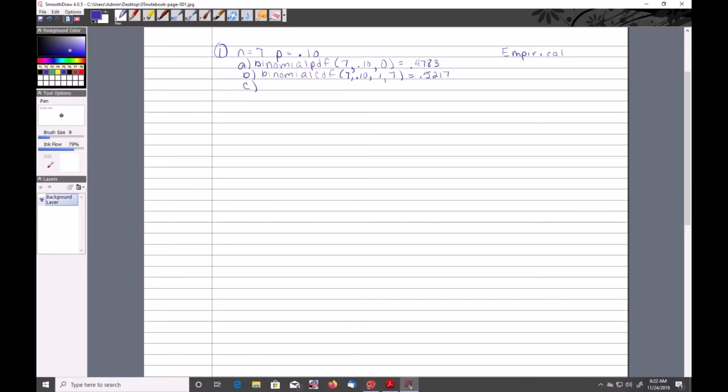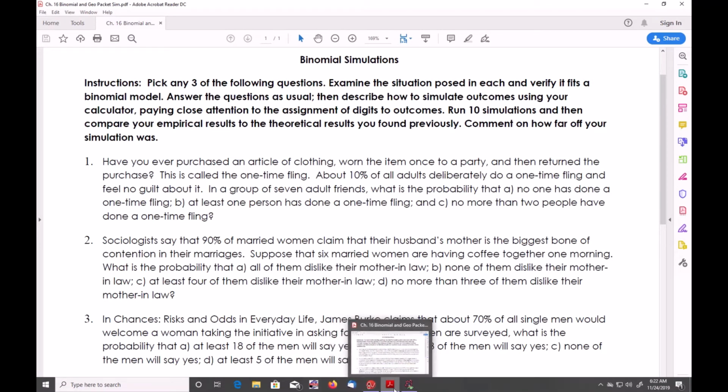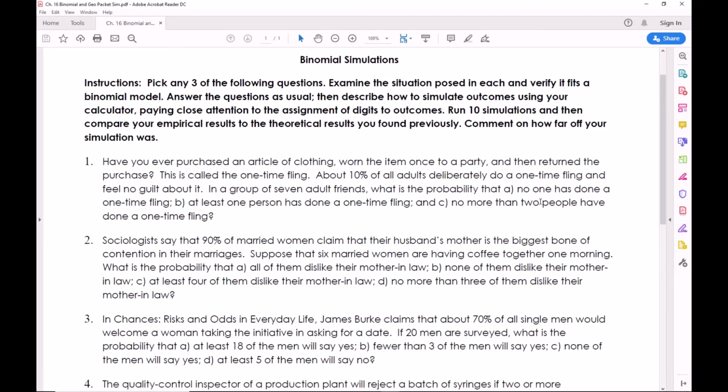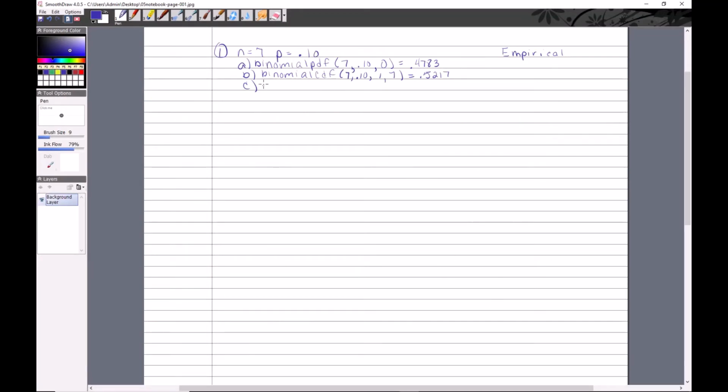And then let's look at the last one here. That's letter C. No more than 2 people have done a one-time fling. That would be 0 or 1 or 2. Now, I had a lot of people that were confused. Like, they're thinking, should that include the 2? Yes, all right. But in other ones, you know, if you have like at most less than 3, let's say, that does not include the 3, because if it's less than 3, it can't include the 3. I had a lot of people that were stumbling over that, but this one's pretty easy. No more than 2 people have done a one-time fling. All right, so that would be binomial CDF.